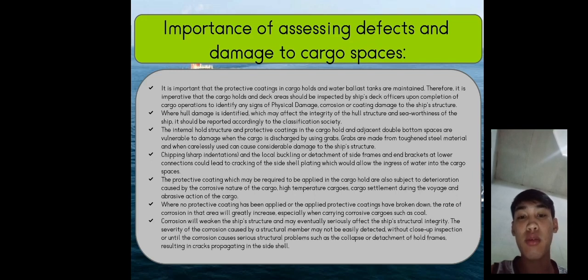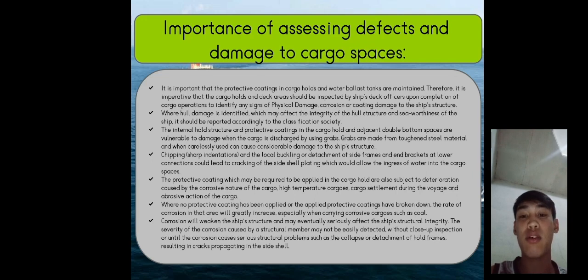The protective coatings which may be required to be applied in the cargo hold are also subject to deterioration caused by the corrosive nature of the cargo, high temperature cargoes, cargo settlement during the voyage, and abrasive action of the cargo. Where no protective coating has been applied or the applied protective coatings have broken down, the rate of corrosion in the area will greatly increase, especially when carrying corrosive cargoes such as coal. Corrosion will weaken the ship structure and may eventually seriously affect the ship's structural integrity.